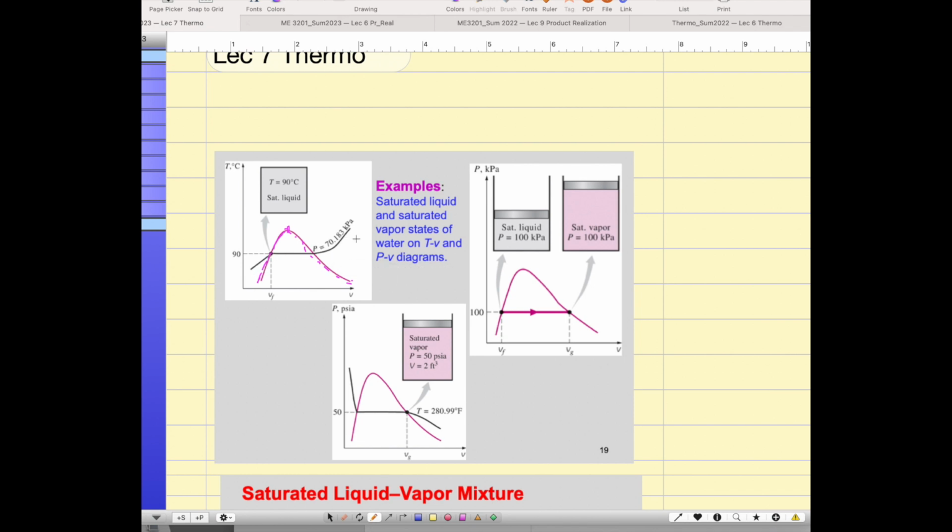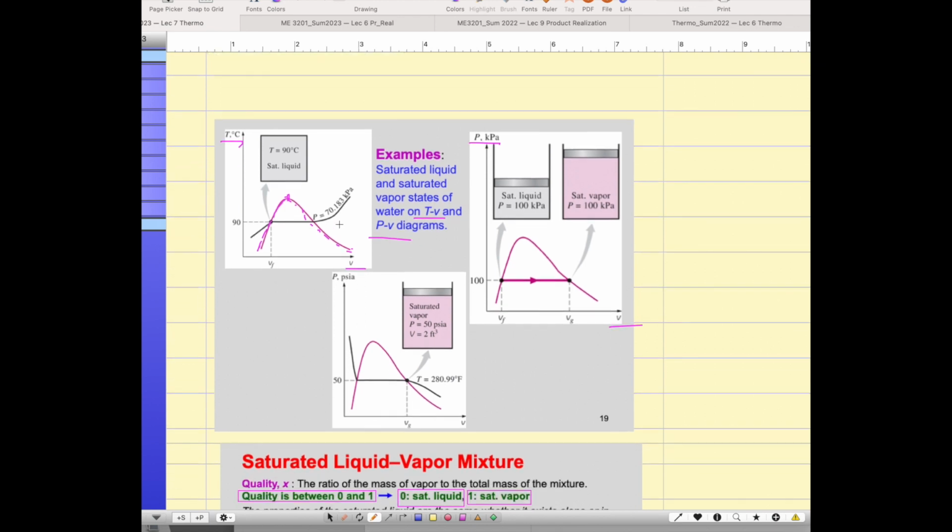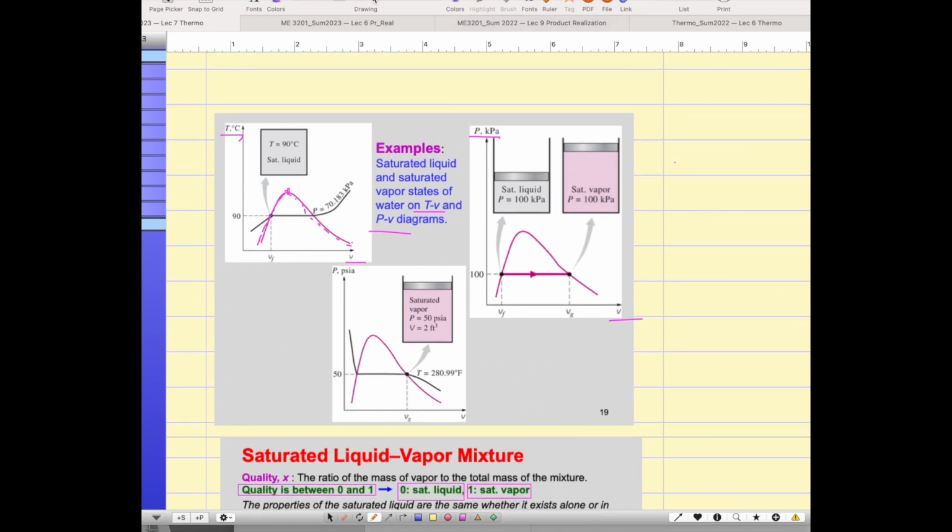You have to understand how to draw the vapor dome, whether it is a TV diagram or a PV diagram. P is on the y-axis and V is on the x-axis, or T is on the y-axis and V on the x-axis. It looks like the same vapor dome. We call it a vapor dome, and for water or any pure substance, it looks like this dome.